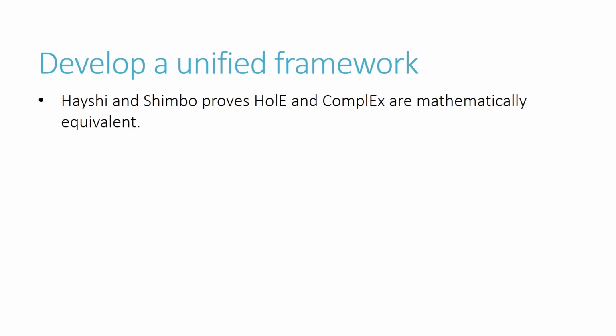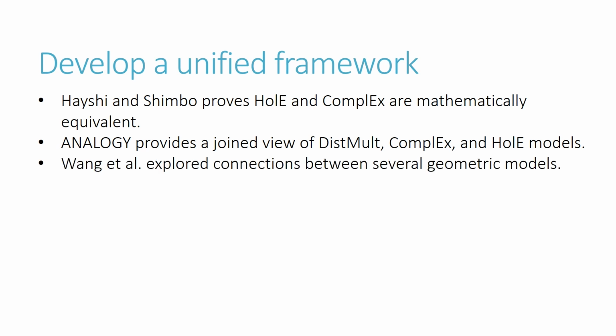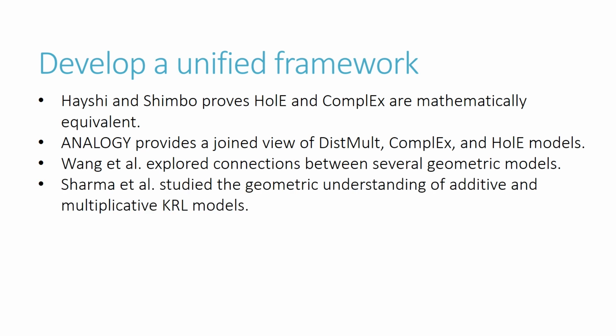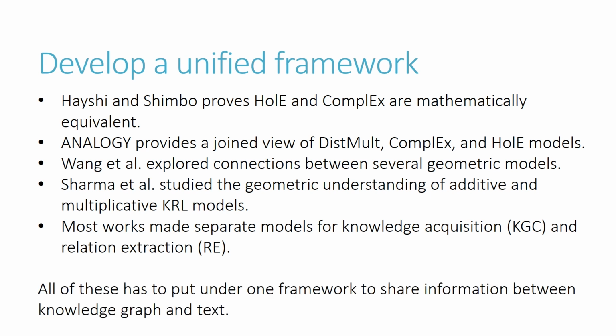These are some well-known findings. Bayesian Schimper proved that whole and complex are mathematically equivalent. Analogy provides a joint view of DistMult, ComplEx, and HolE models. Connections between several geometric models were explored by Wang. Sharma studied the geometric understanding of additive and multiplicative KRL models. Most work made separate models for knowledge acquisition and relation extraction. Future studies should look into how to put them all in one framework.